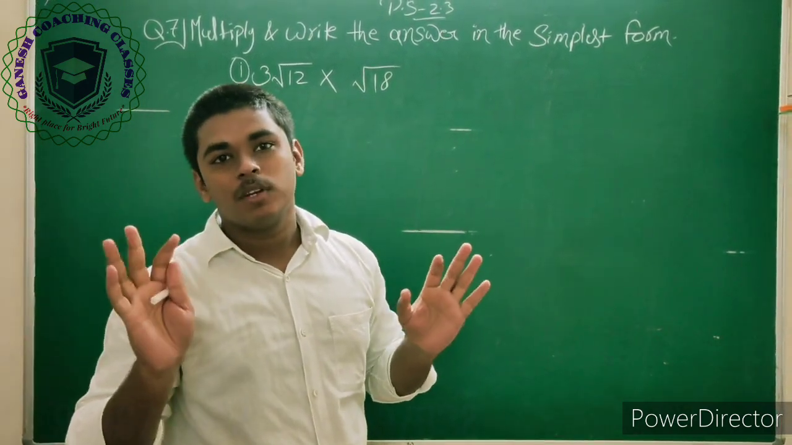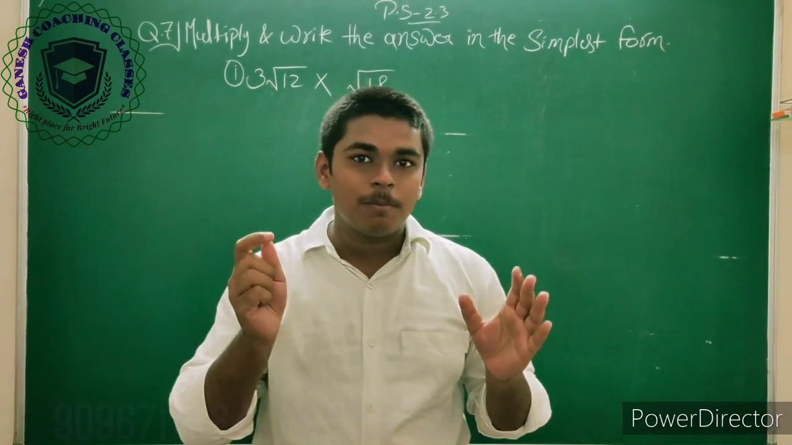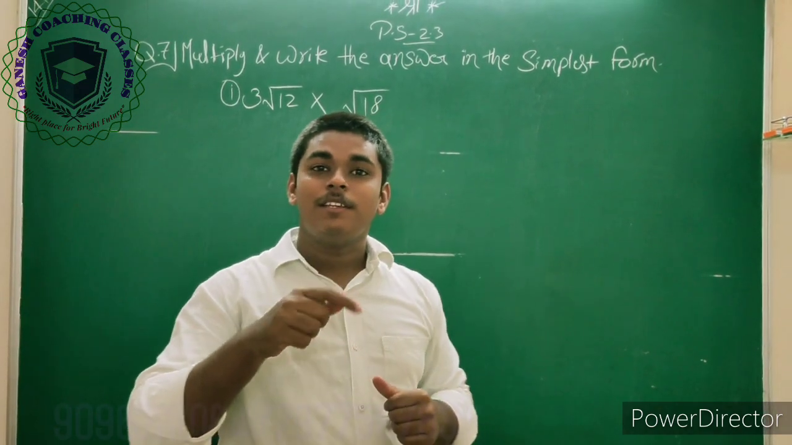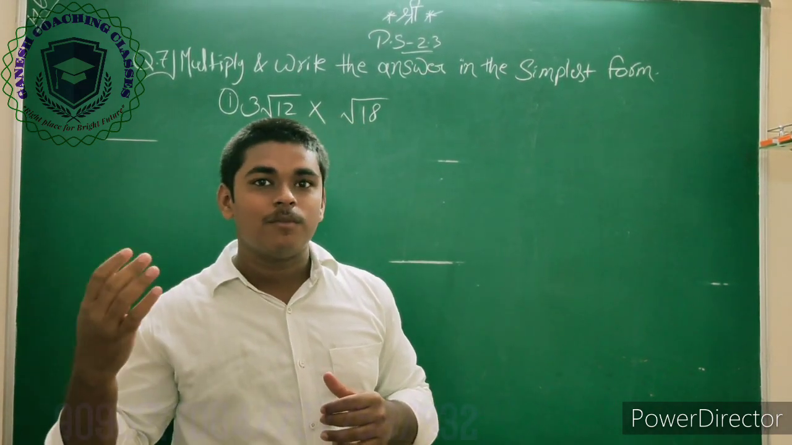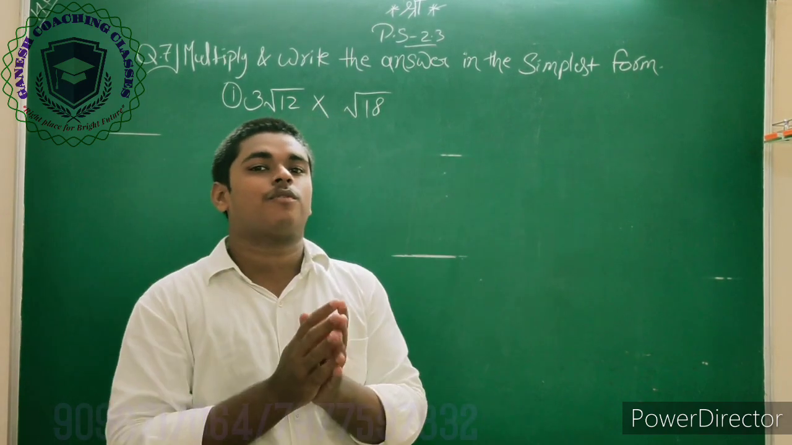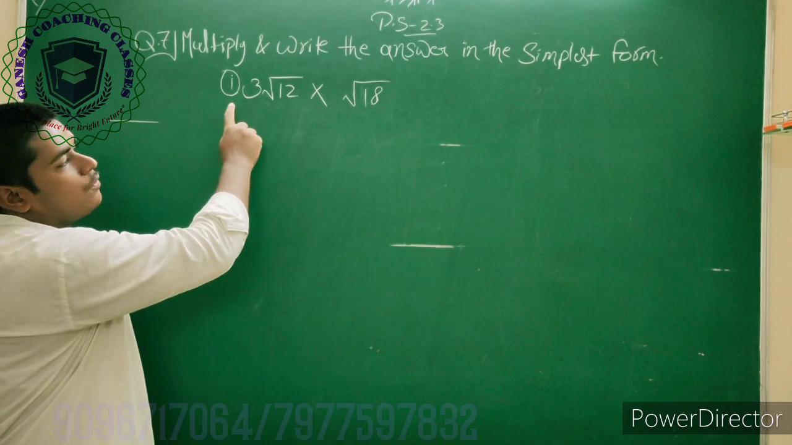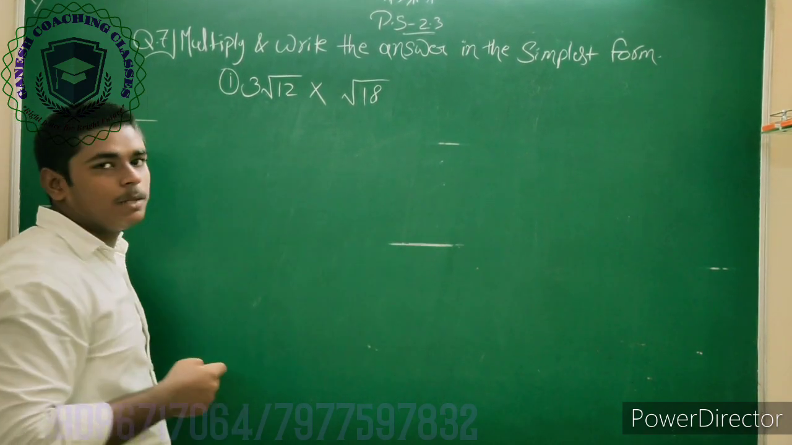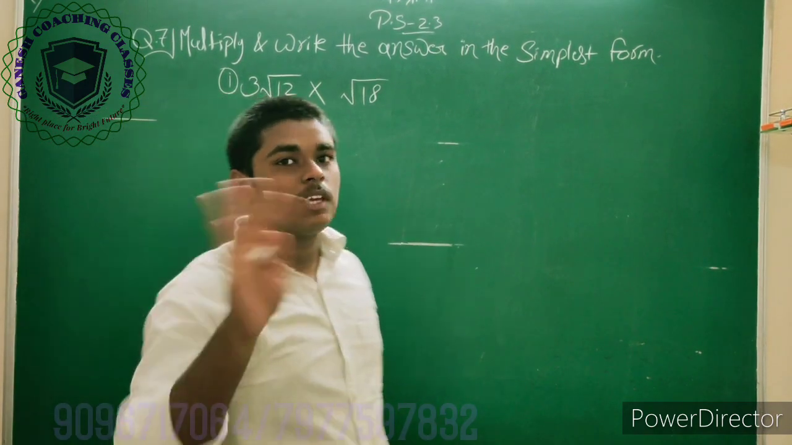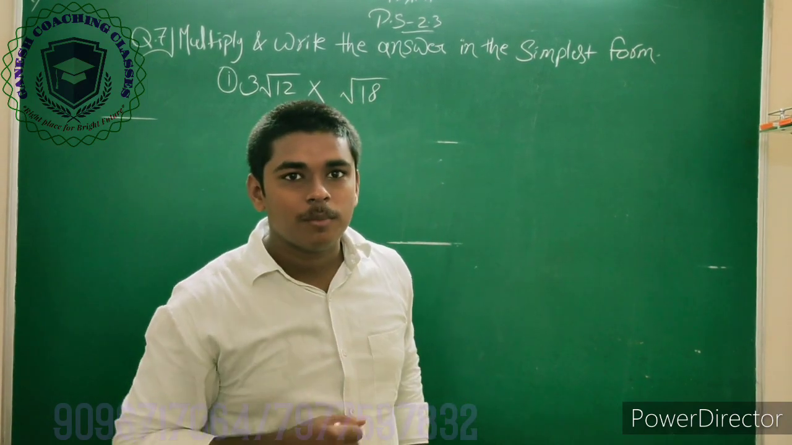Here we are given two sets and we have to multiply these sets. The answer we get, we have to write in the simplest form. First of all, in the first question we are given a multiplication sign. First, recap what we learned in question number 6.